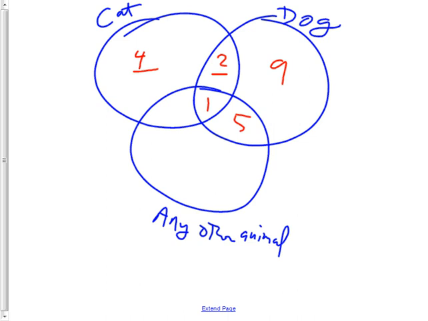Yeah. How about cat and any other animal? Anybody in this spot right in there? Cat and some other animal. All right, cats are kind of rare in the first place, so I'm not surprised there's 0 there.